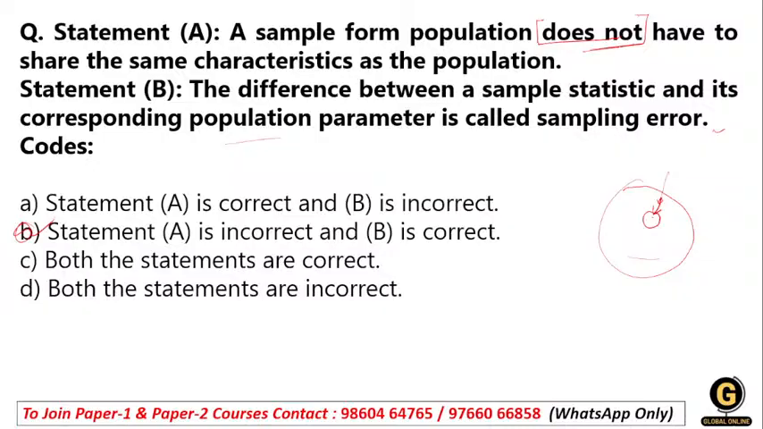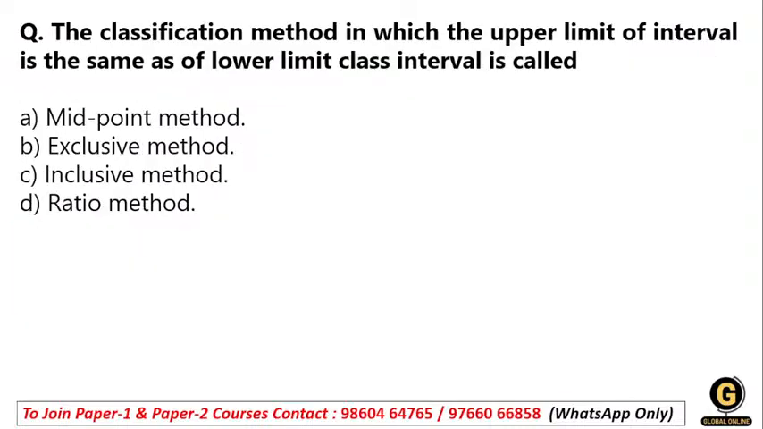Okay, we have two more questions. Let's see them quickly. The classification method in which the upper limit of one interval is the same as the lower limit of the next interval, what is it called? It is called the exclusive method.